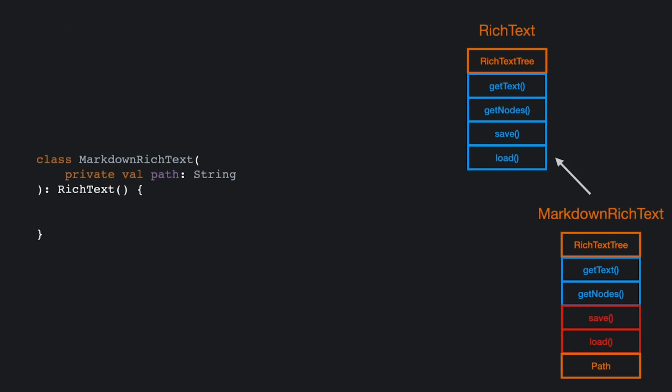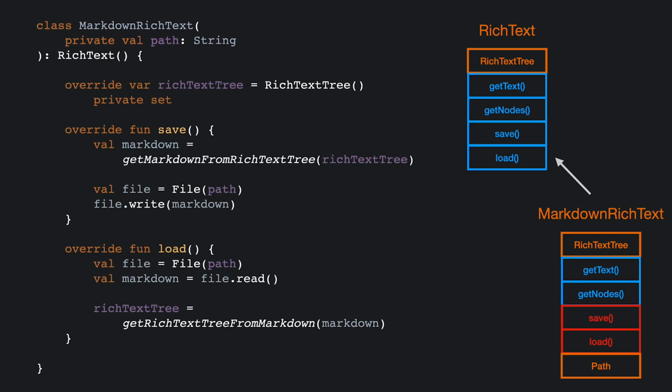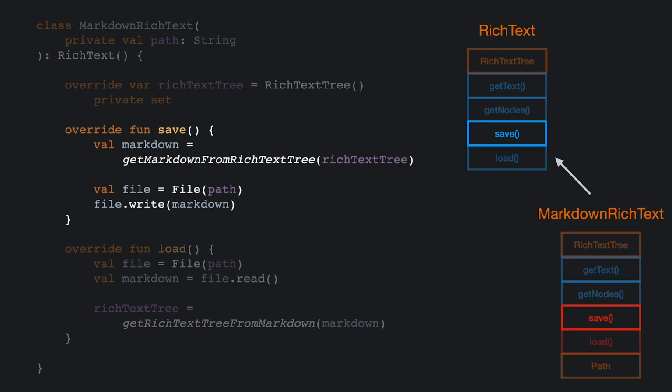We will also create a MarkdownRichText class which implements the RichText class as well and has the path of the markdown file in the constructor. Then we will do the same thing. Basically, we are overriding the save and load methods. So for the save, we are converting the rich text tree to a markdown string and we are writing that string to the markdown file.